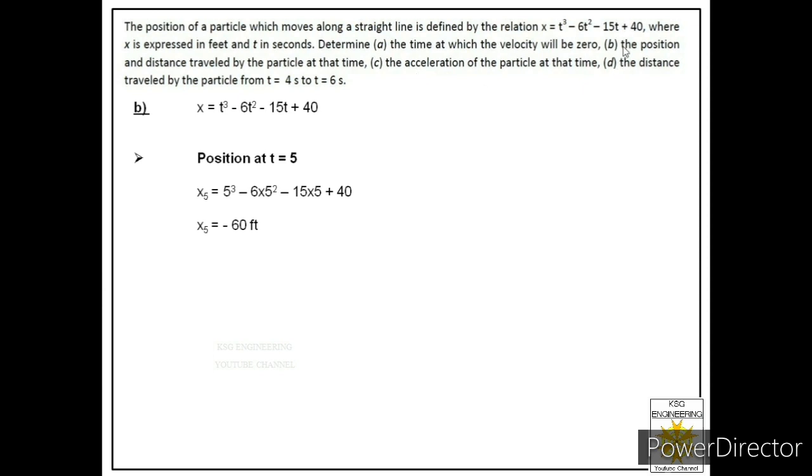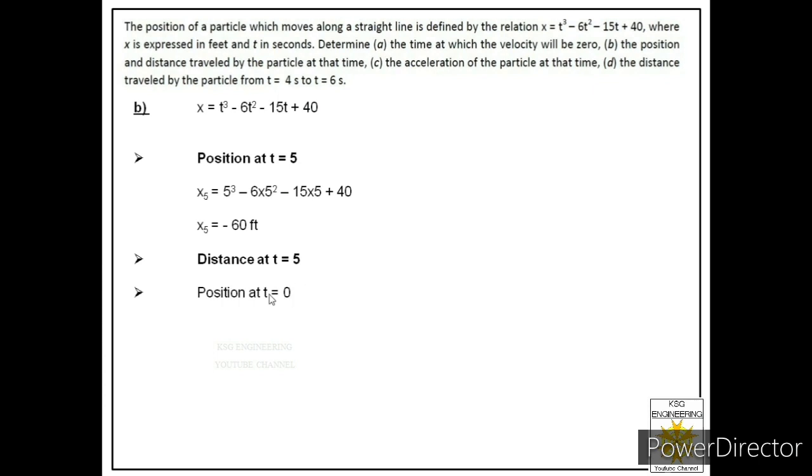So we have found the first answer of B part, that is the position of the particle at that time, that is t equal to 5. Now we have to find the distance traveled by the particle by this time, that is t equal to 5 seconds. It means we have to first see the position of the particle from t equal to 0 to t equal to 5 seconds, because he is asking us to find the distance traveled by the particle. So we have to see the position of the particle at different time intervals.